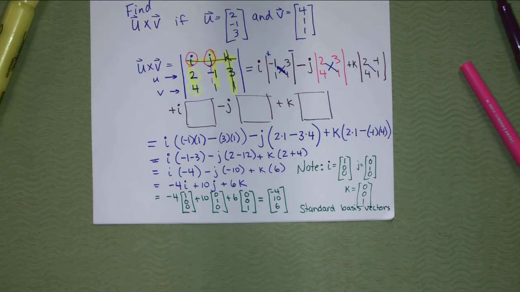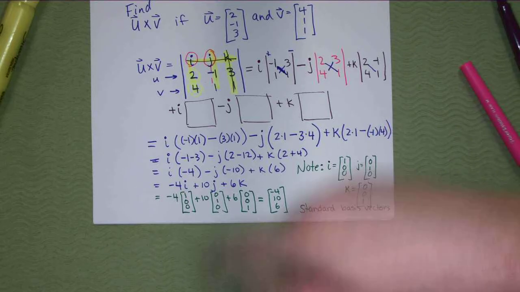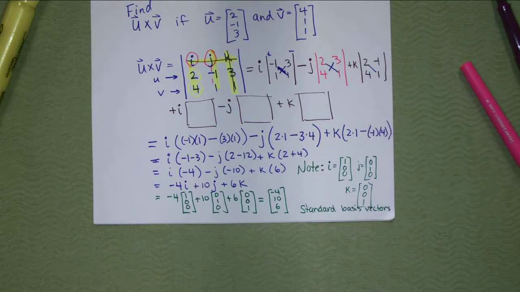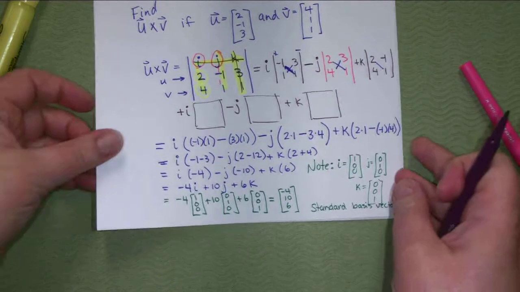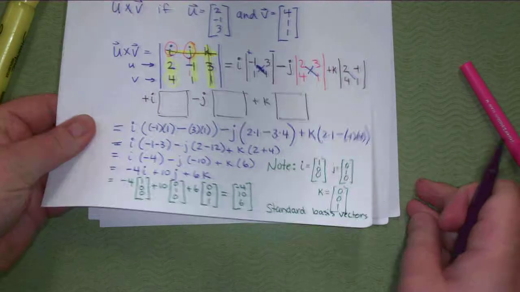But that vector, -4, 10, 6, is the cross product. Cross product gives you a vector. That vector is perpendicular to both u and v. How could we check that? Right, by the dot product.